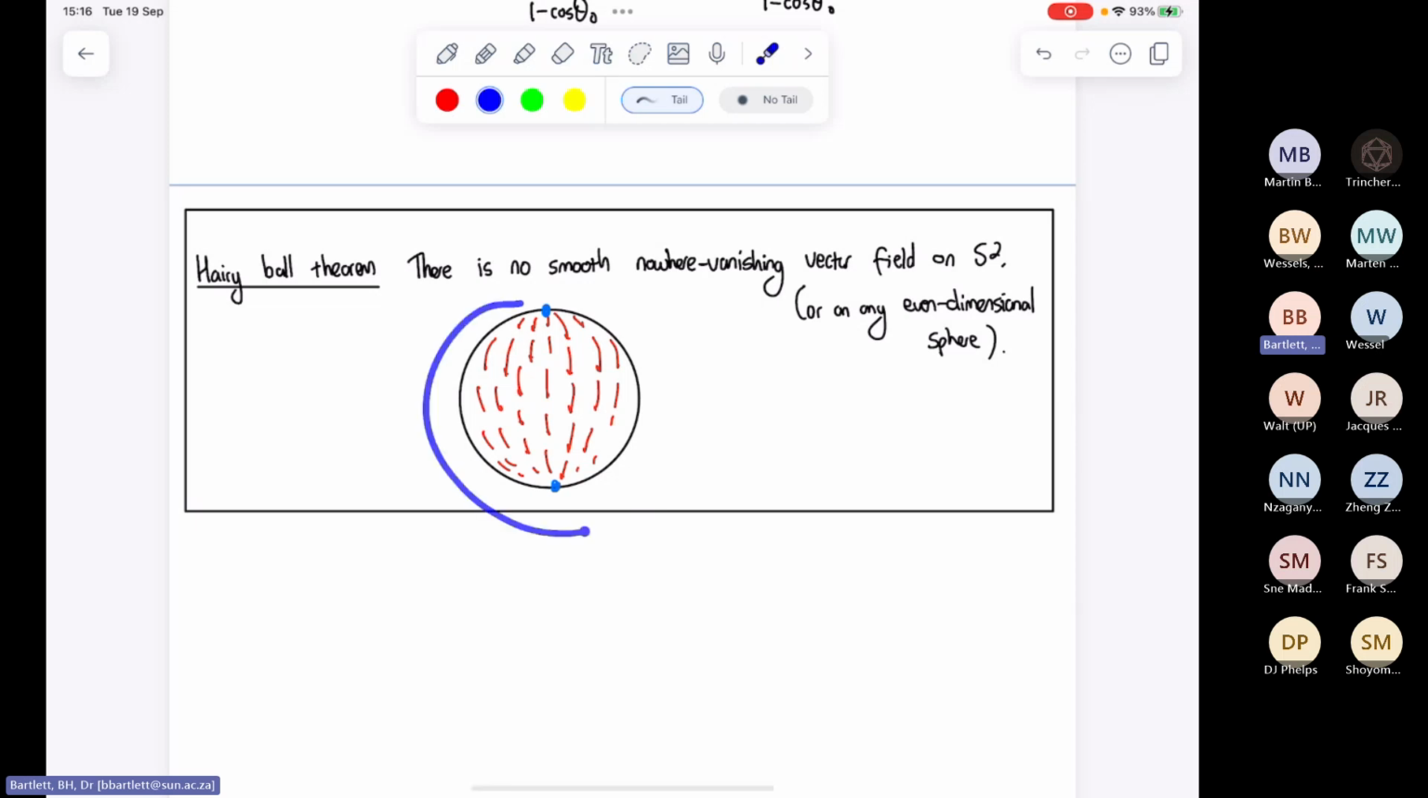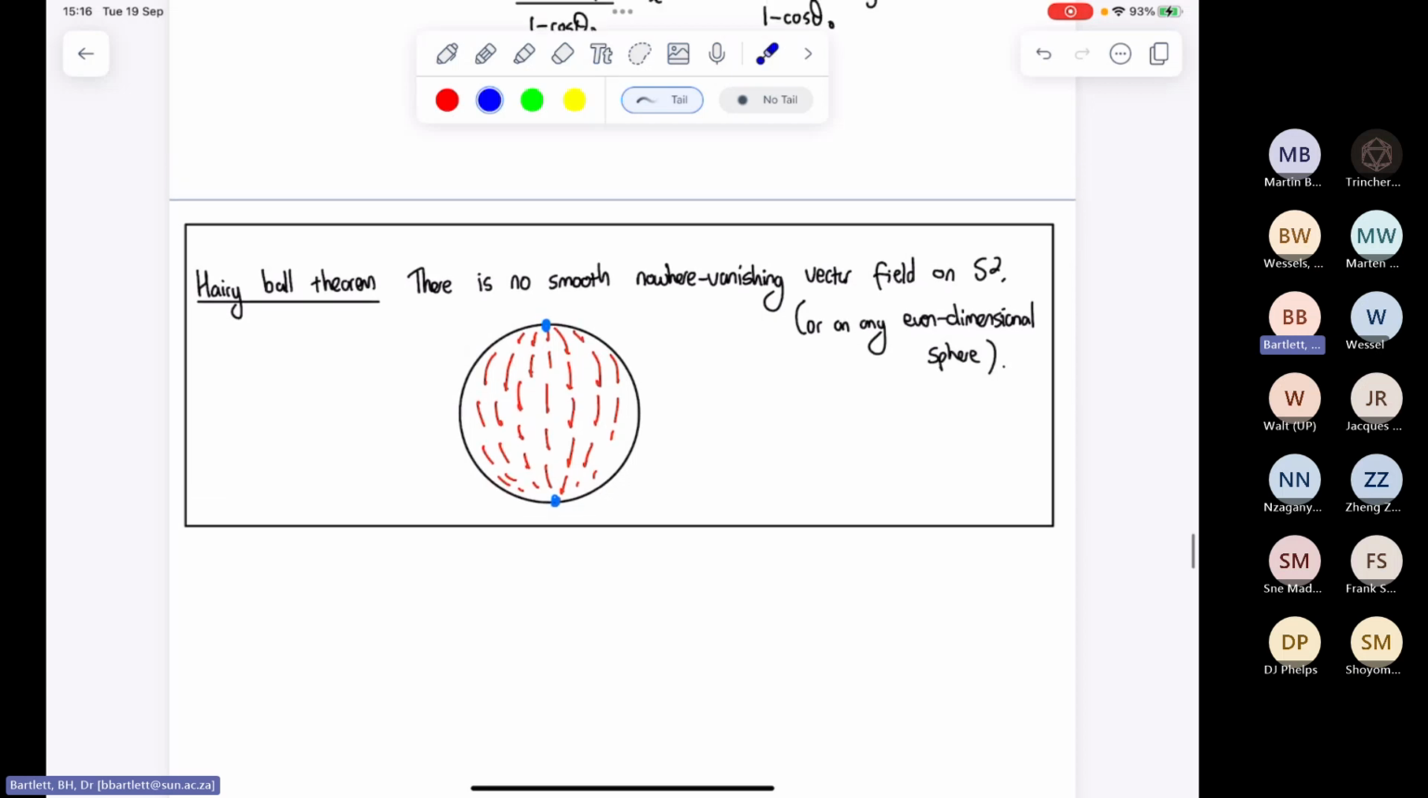This thing is a smooth vector field, but I had to make these vectors get smaller and smaller as they approach the north and south poles until there was 0 over here. I couldn't make them non-zero here, because in which direction would they point? If they pointed this way, then there'd be a discontinuity there. Okay. So that's true for any even dimensional sphere. Conversely, every odd dimensional sphere does admit a nowhere vanishing smooth vector field.